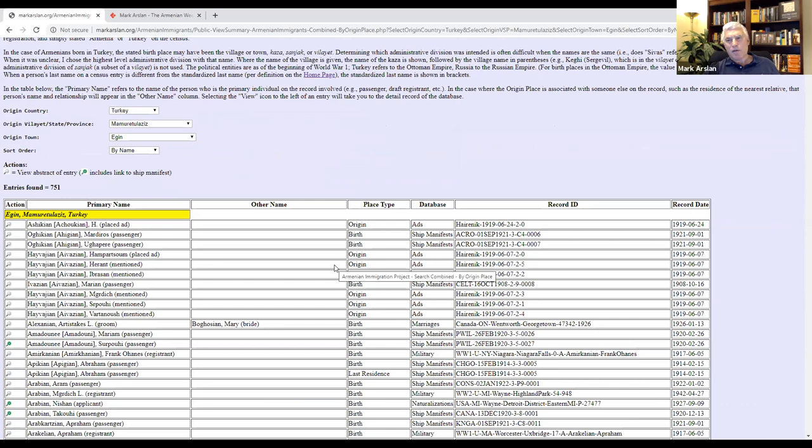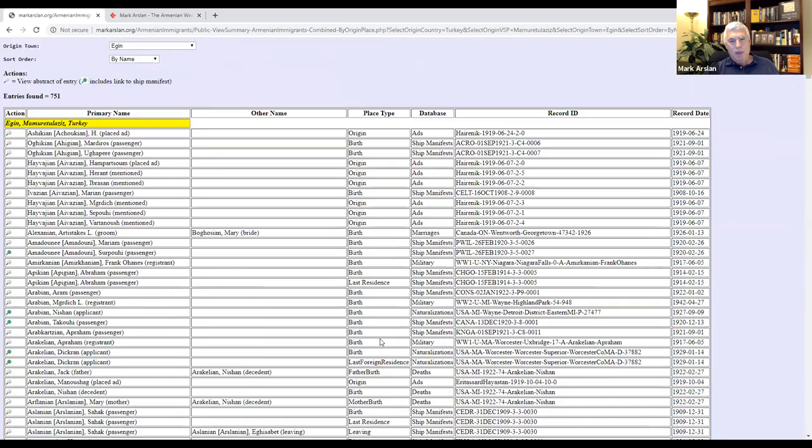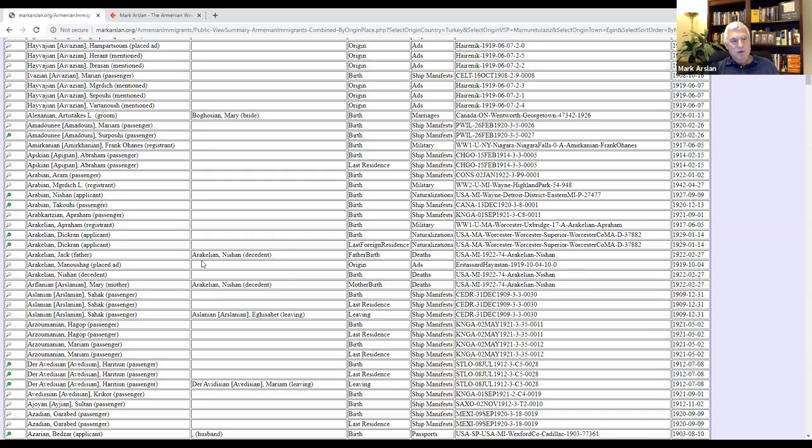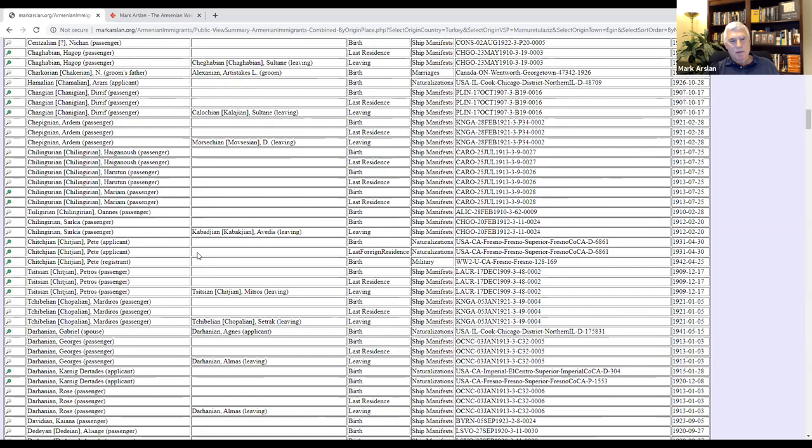So we have 751 entries of people that said they were either from Agen, or they were looking for somebody in Agen, or they had family that were in Agen. You know, my mother's birthplace was in Agen, for example, from a death record. So these are all the different people from that town.